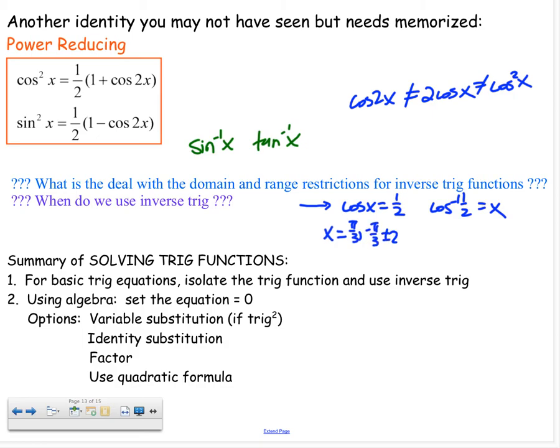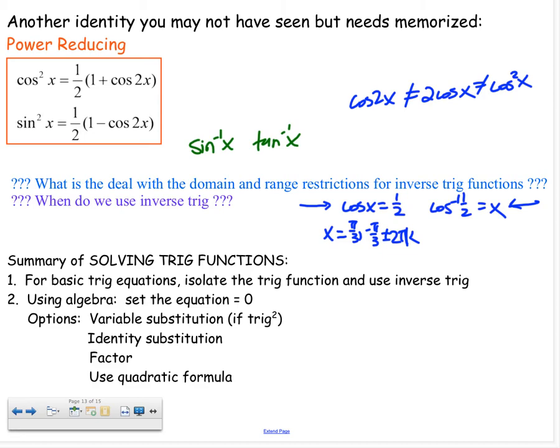And it's going to keep happening over and over and over again. So it's plus or minus pi thirds plus 2 pi k. Well, this next question over here already has the inverse there. And so it's saying cosine inverse of a half is what?